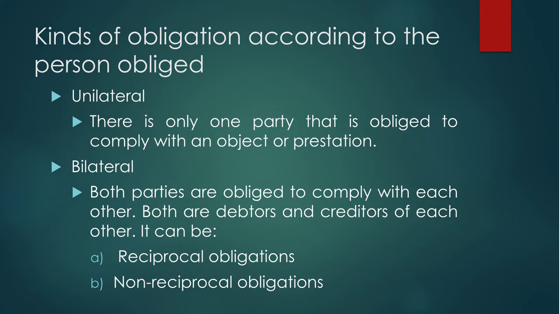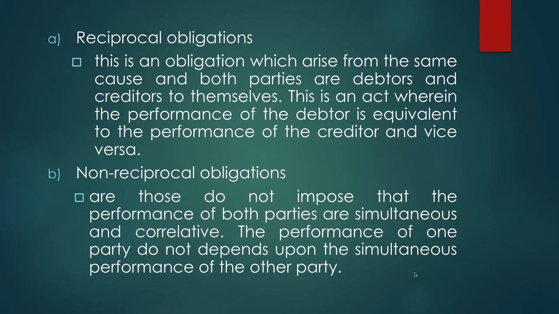Okay, so how about the kinds of obligation according to persons obliged? For unilateral, there is only one party that is obliged to comply with an object or prestation, while in bilateral, both parties are obliged to comply with each other. Both are debtors and creditors of each other. It can be reciprocal obligations or non-reciprocal obligations. A reciprocal obligation is one which arises from the same cause, and both parties are debtors and creditors of each other. This is an act wherein the performance of the debtor is equivalent to the performance of the creditor and vice versa.